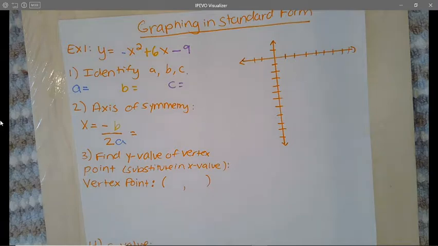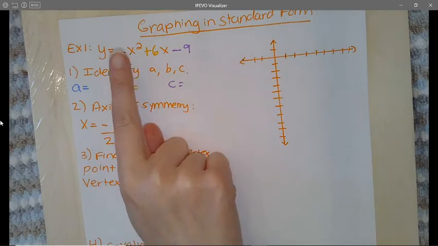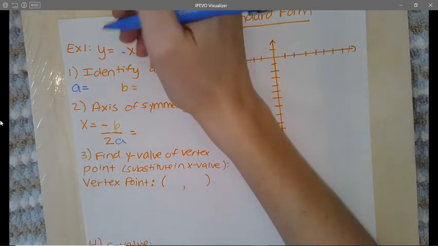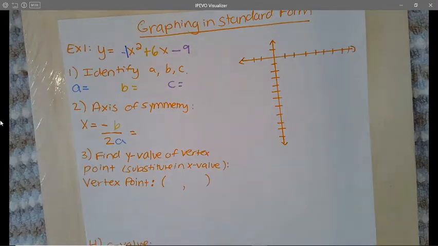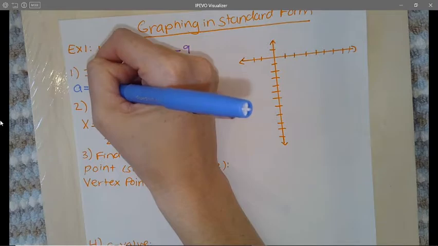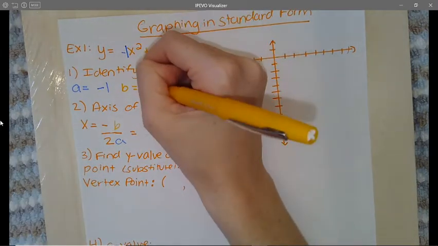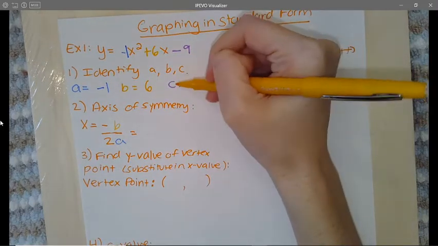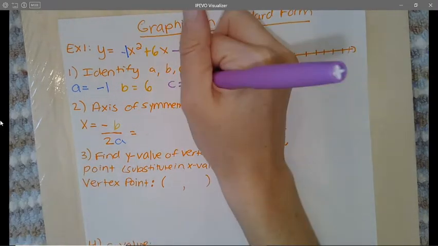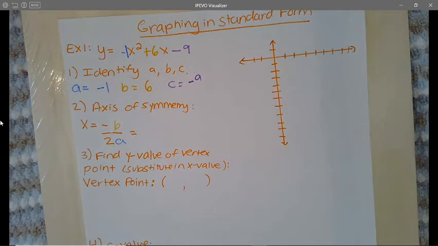So the first step, we're going to identify the A, B, and C, which I know that you guys already know what these values are. The A value is the number in front of the X squared. Currently, I don't have a number in front of my X squared, which means there's secretly a 1. And since there's a negative out in front, it means there's secretly a negative 1 out in front. The B value is the number in front of the X, which is 6. And the C value is the number without the X, which is negative 9. Using these values will help us to calculate different things about our parabola.